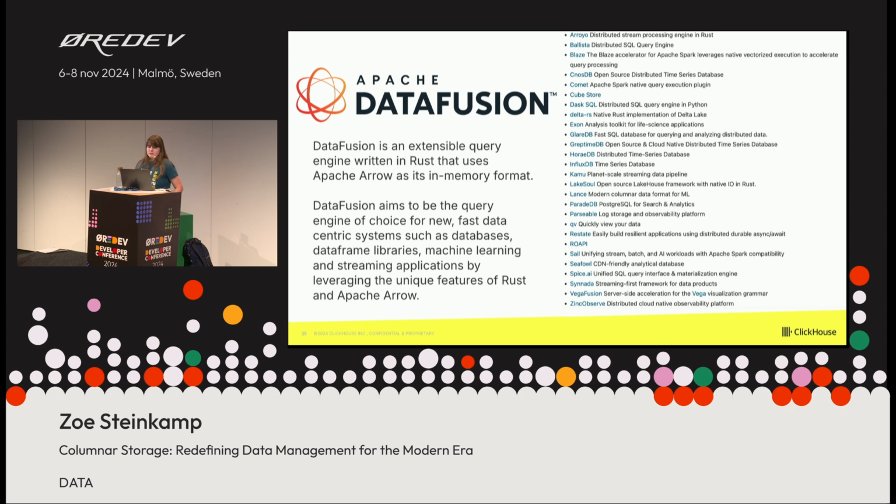And I would be remiss if I didn't also talk about the Apache DataFusion project, because I worked closely with the guy who's maintaining and basically taking care of it, and also getting it all these awesome new features. But basically, it's an extensible query engine written in Rust that uses Apache Arrow as its in-memory format. So it's taking advantage of Apache Arrow. It aims to be the query engine of choice for new, fast data-centric systems, such as DBs, data frames, machine learning, et cetera, that want to leverage things like Apache Arrow and obviously be column-oriented.